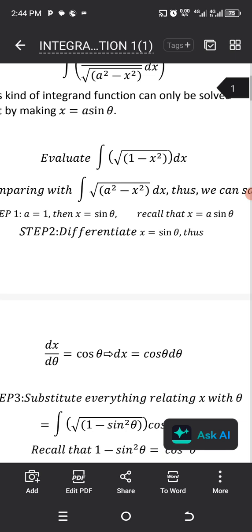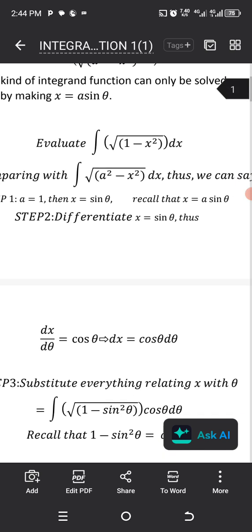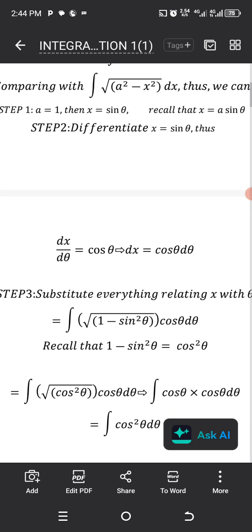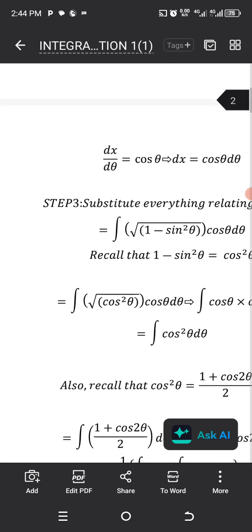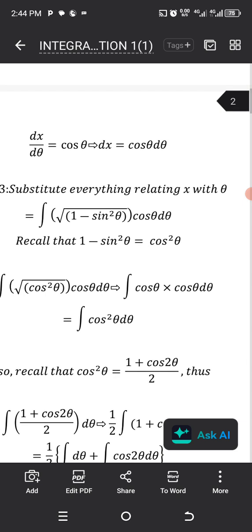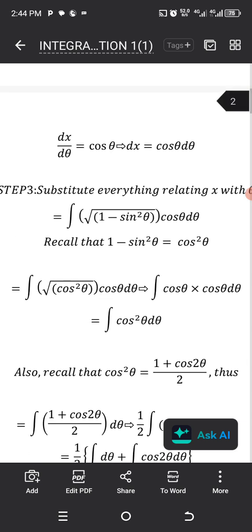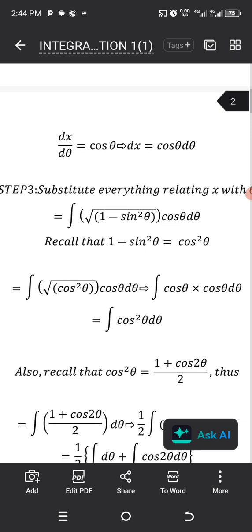Then the second step: you differentiate x with respect to theta. Differentiating, dx d theta equals cos theta, which implies that dx is equal to cos theta d theta. Step 3 says substitute everything relating to x with theta. So everything that has a relationship with x, you are going to replace with theta. That is the meaning.